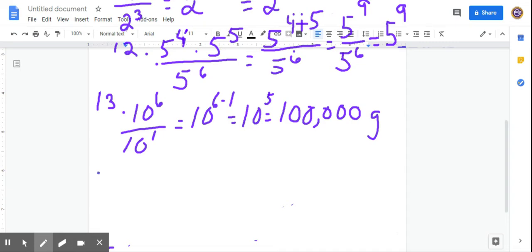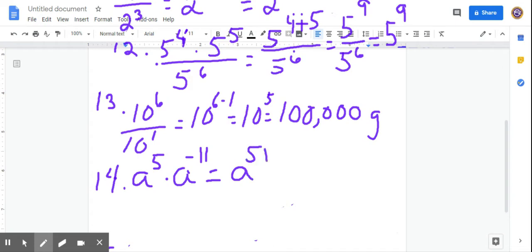Number 14, a to the 5th times a to the negative 11th. Multiplying like bases, what's the rule? Keep the base, add the exponents. So 5 plus negative 11. That's a to the negative 6th. You cannot leave negative exponents as your answer, so you have to take its reciprocal. So you're going to get 1 over a to the 6th.